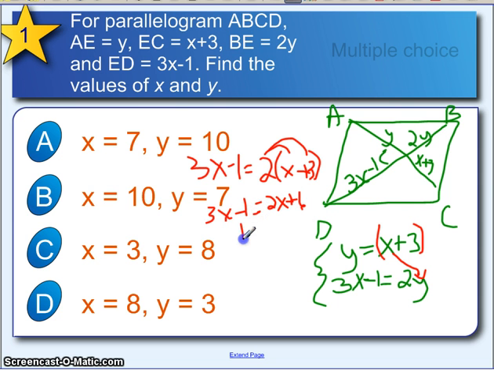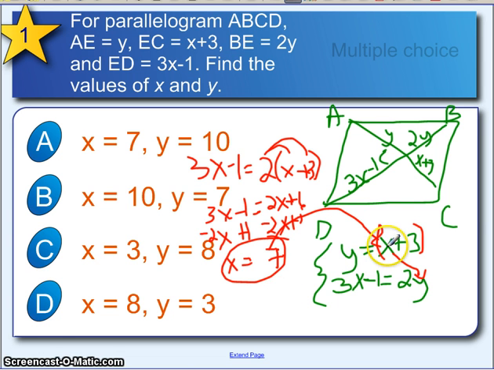So we're going to add the 1 to both sides and subtract the 2x at the same time. So we'll have x is equal to 7, when we add the 1 to the right hand side. And we now know what x is equal to. If we plug the 7 into the first equation for x, then all we'll have is 7 plus 3, so y would equal 10.